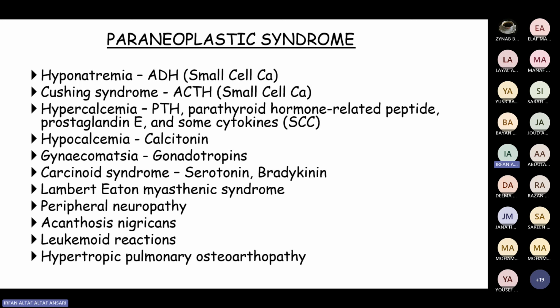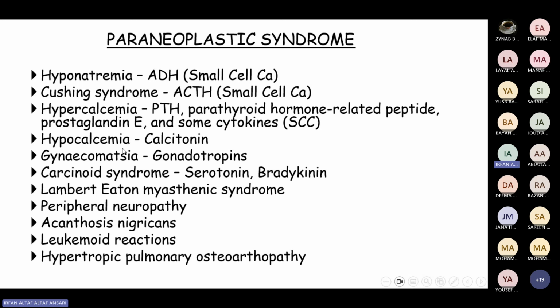Okay. So when the tumor produces antidiuretic hormone, the patient develops hyponatremia. And what is this tumor known as? Small cell carcinoma. The patient might also develop Cushing syndrome because of ACTH or ACTH-like substance from the small cell carcinoma. Hypercalcemia is due to parathyroid hormone or parathyroid hormone related peptide, prostaglandin E, or some cytokines. So hypercalcemia is very common with squamous cell carcinoma, while hyponatremia and Cushing syndrome occur with small cell carcinoma.